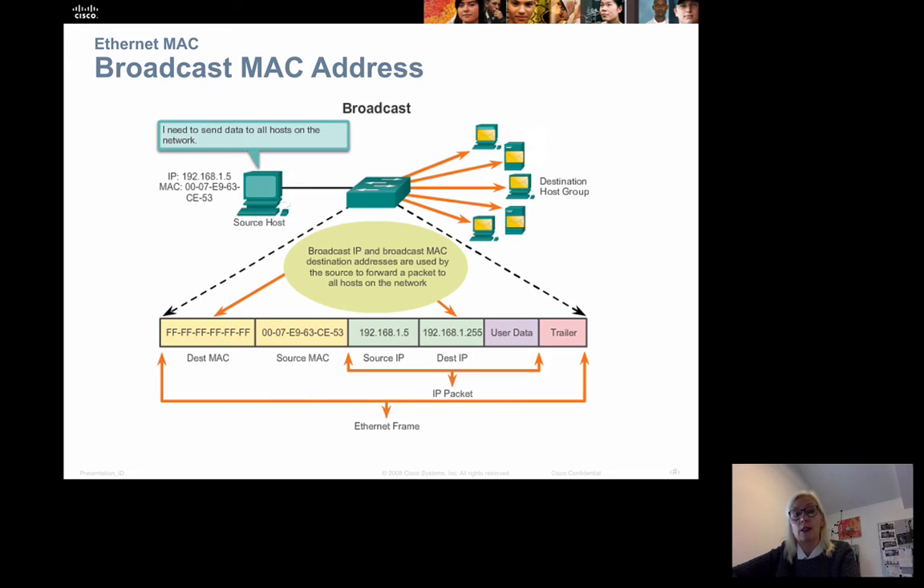Sometimes I also need to send out to all, and this can also be done on the MAC level. The destination MAC address is then the highest overall value of the 48 bits, and that is all ones. If that is converted into hexadecimal numbers, it consists only of F, since F is the highest value. So this is a broadcast MAC address, which means that all devices on the network will receive this packet.